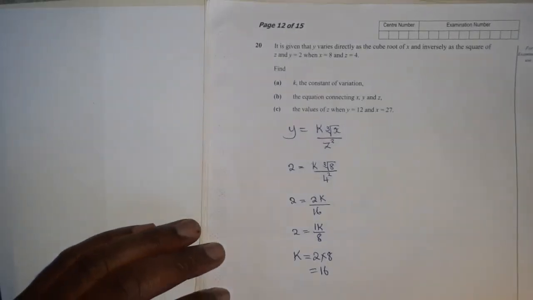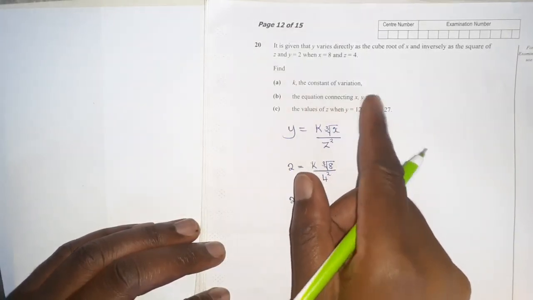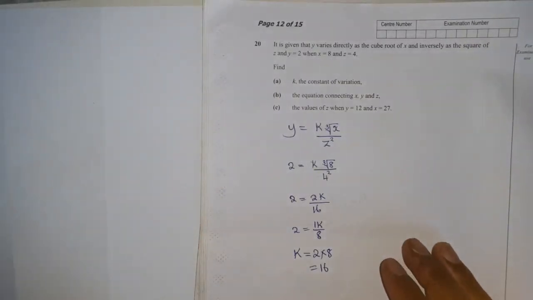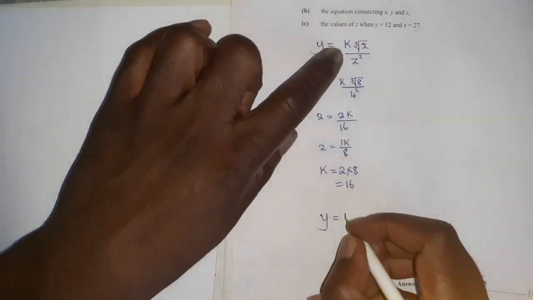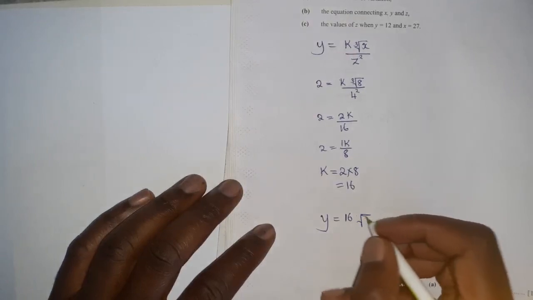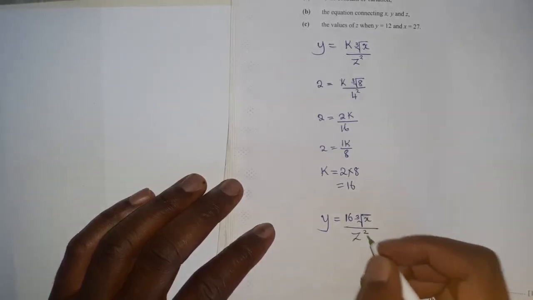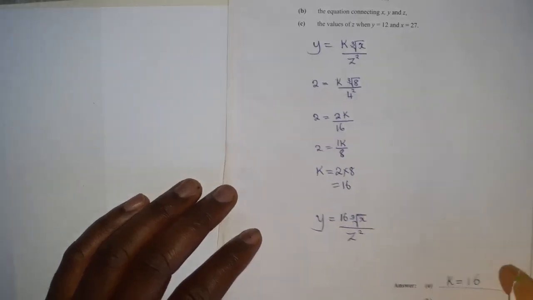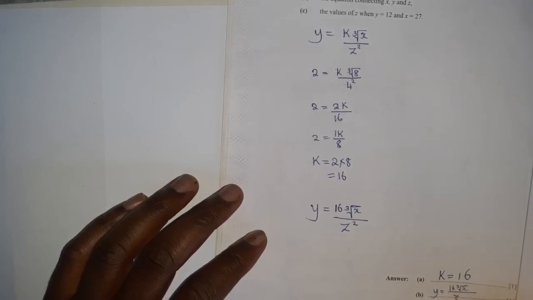All right? Then find the equation connecting x, y, and z. So this equation is what we are going to write now. Y is equal to, since now we know what k is, you put this one. Then the cube root of x over z squared. Okay? That is what we are going to write here. The equation is y is equal to 16, then we write the cube root of x over z squared.